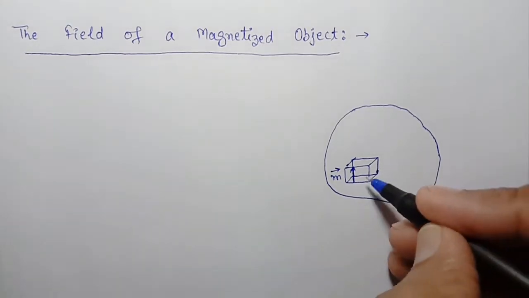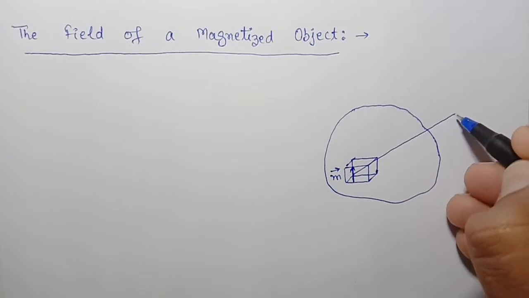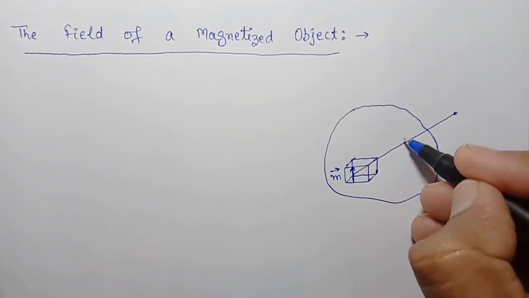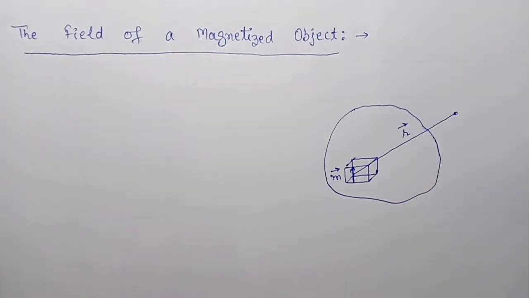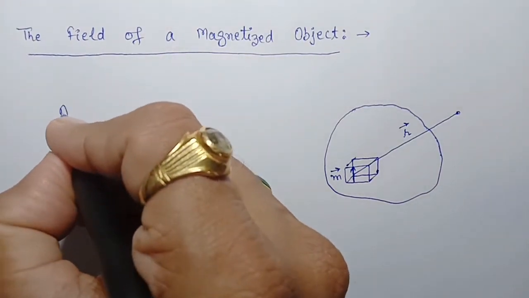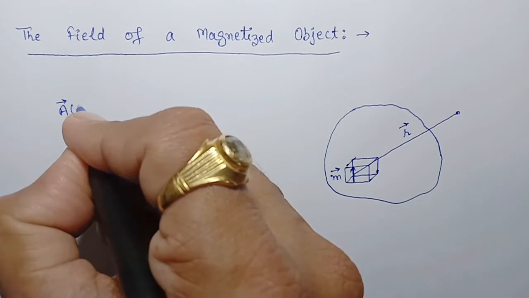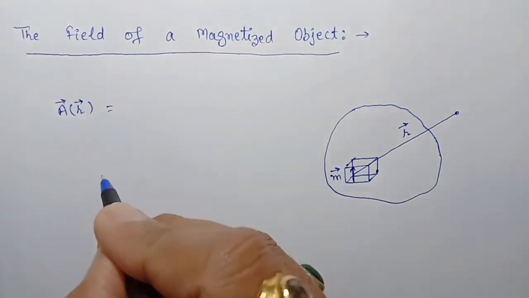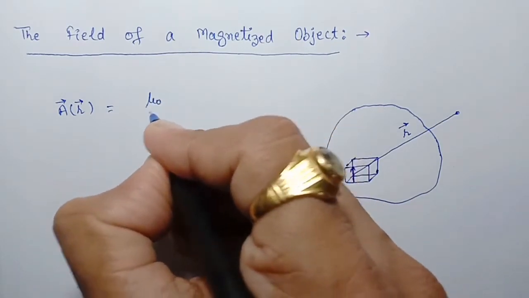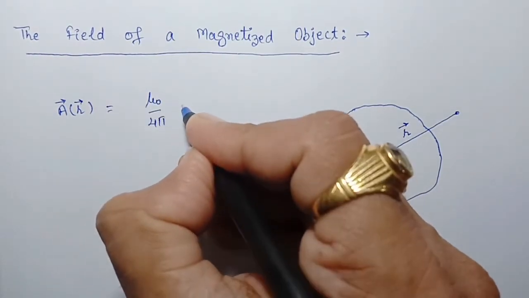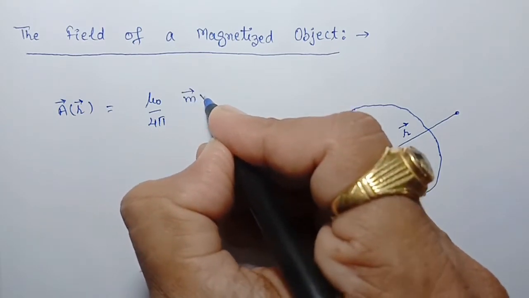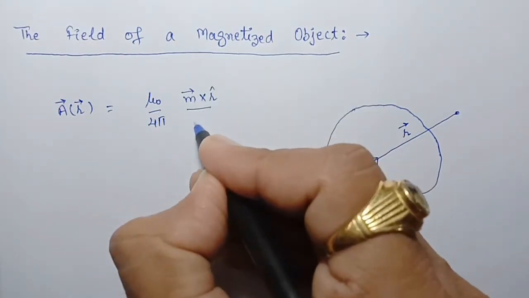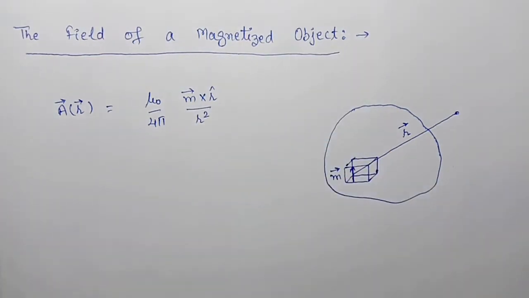and we are interested to find the vector potential at a distance vector r. Then the vector potential equals mu naught over 4 pi, and here we have m cross r cap over r square. So this is the vector potential for a single dipole.